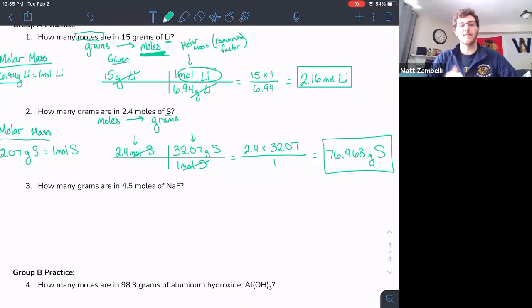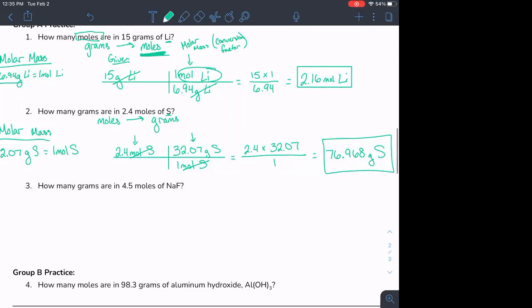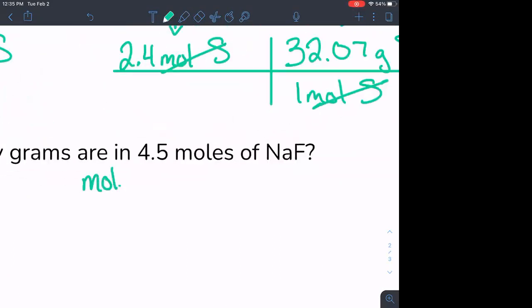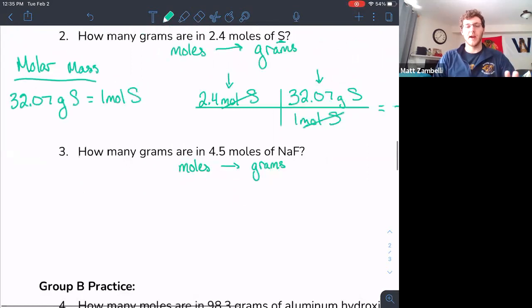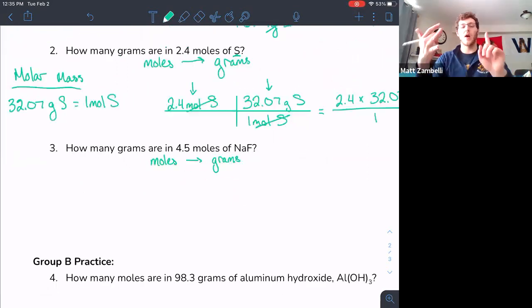So step 1, find the pathway. Are we starting with grams and going to moles, or are we starting with moles and going to grams? Moles to grams. Perfect. We're starting with moles and we're going to grams. And we already know our chemical formula because it gave it to us already, so we don't have to do that. But we need to figure out what next.